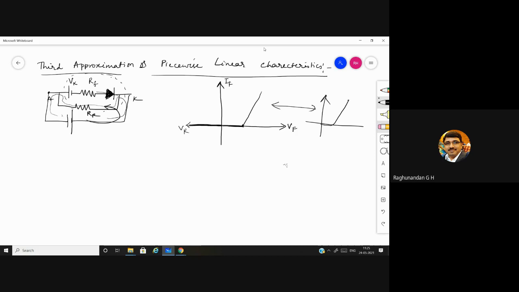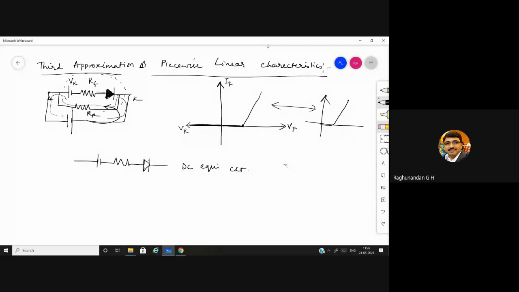So after this, now if someone asks you what is the DC equivalent circuit, then you need to write a battery, resistor, and a diode. This is the DC equivalent circuit. After considering this DC equivalent circuit, the next topic is DC load line.